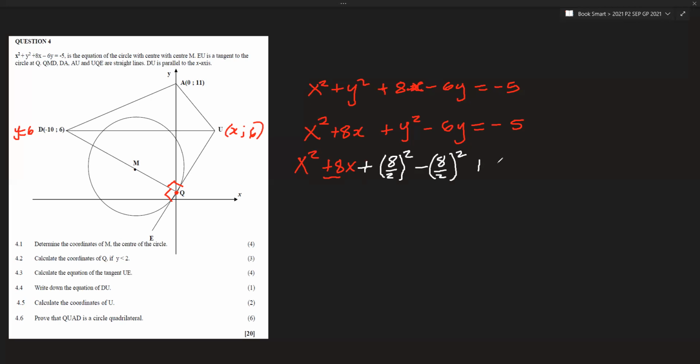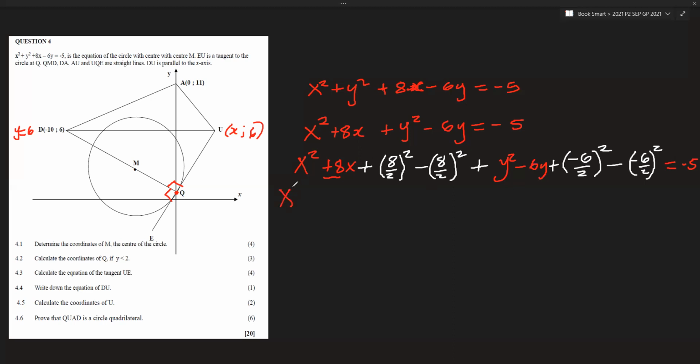Awesome. And then you have plus, let's use another color. I'm going back to my red. So y squared minus 6y. Now we need to complete the square for the y as well. Remember I said you always start with a plus. Then you take your -6, which is your b, divide it by 2, and square. Then you minus the same thing, squared. This will equal -5.